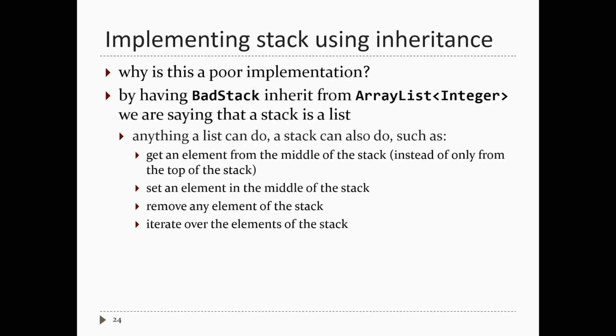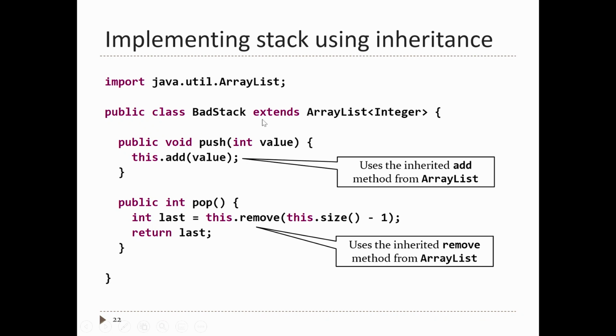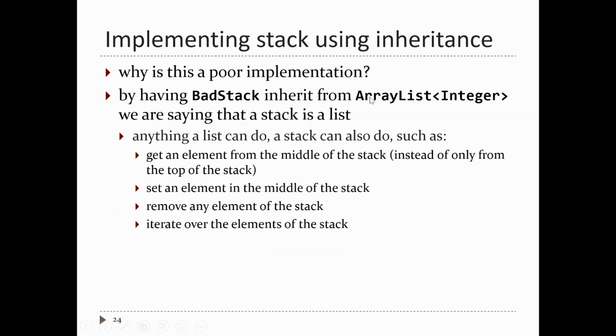Why is this a bad idea in this case? So remember what inheritance means. Inheritance means is-a. So when we wrote bad stack extends array list, we're saying a stack is a list, right? But that's not true, at least not from a data structure's point of view. A stack should only be able to push and pop elements at the top of the stack. But if you use inheritance, that means that anything a list can do, a stack can also do, because you get all of the methods from the list class, or from the array list class.